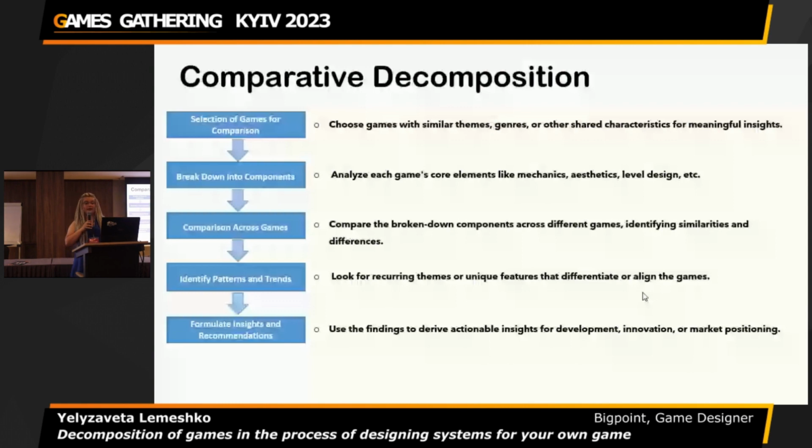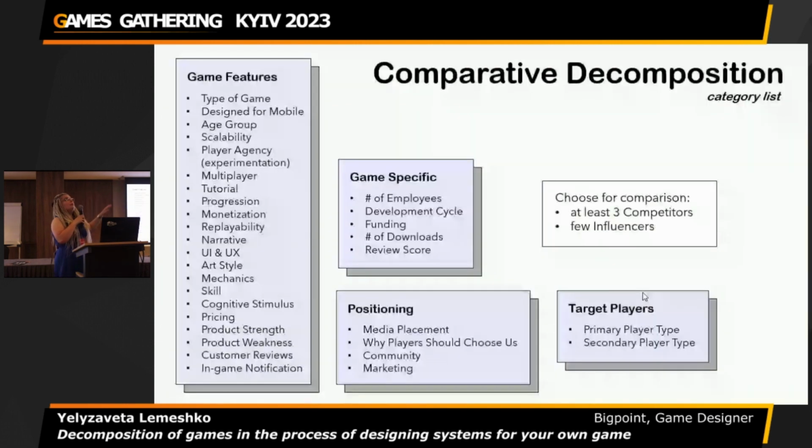So first of all, you select the games that you want to compare. Later on, you break them down into components. Then you make a comparison across the games, reading line by line what components you can use and what you can avoid, and you identify similarities and differences with your game or with the game you want to create. You identify patterns and trends, and then you formulate insights and recommendations for your team: what we can do and what we should avoid, for development, for innovation, or for the market. All right, I will not read this.